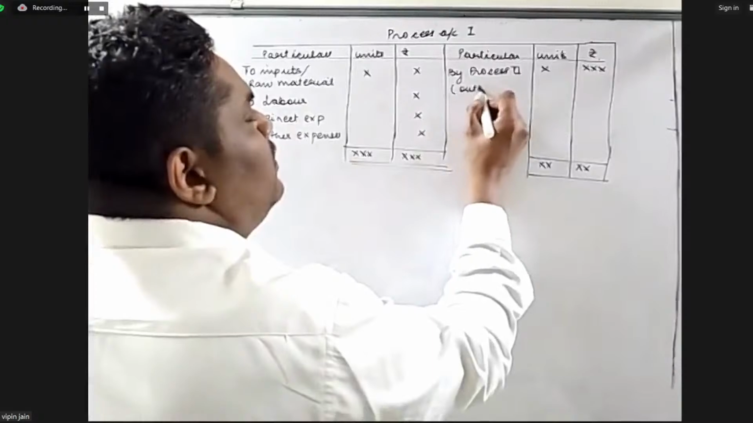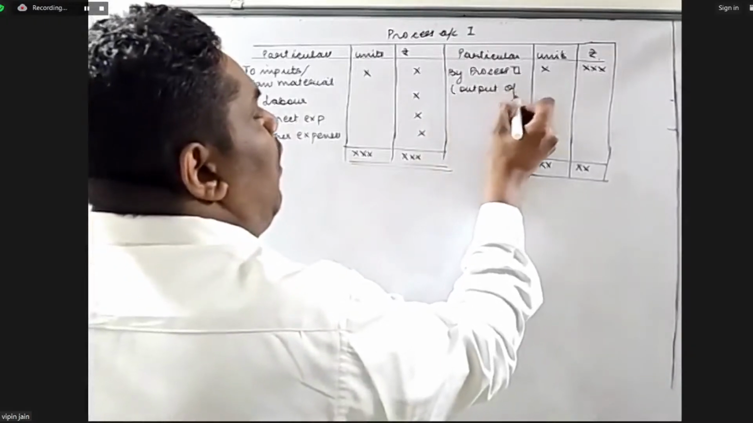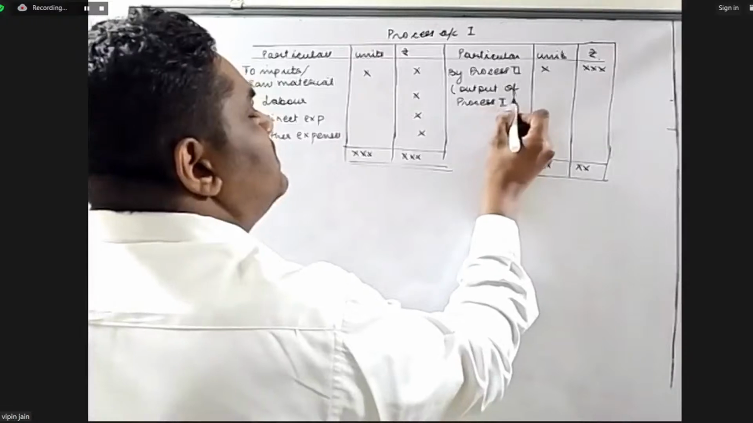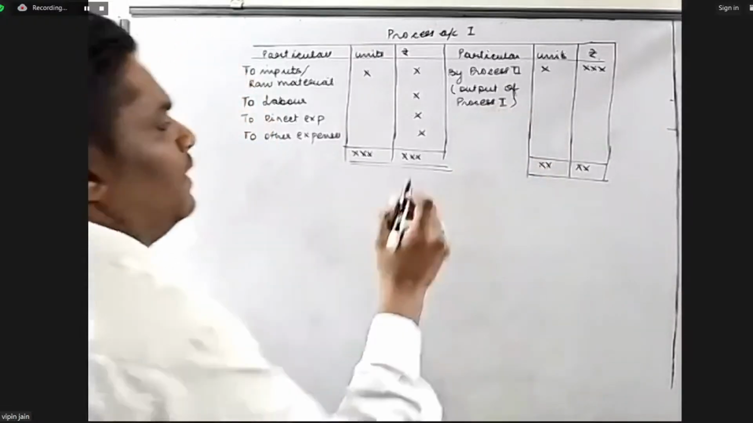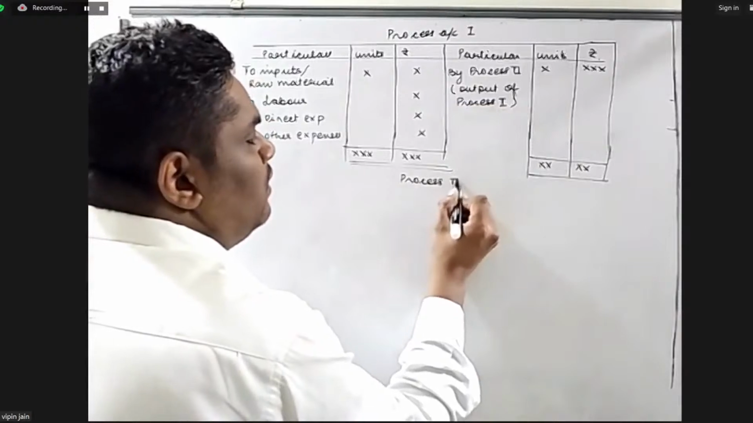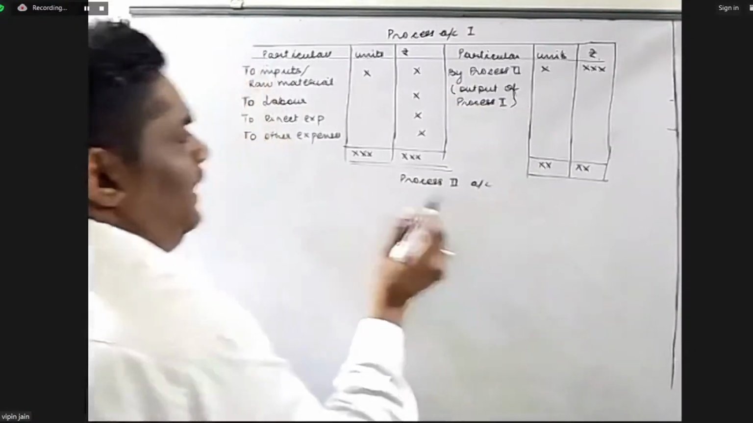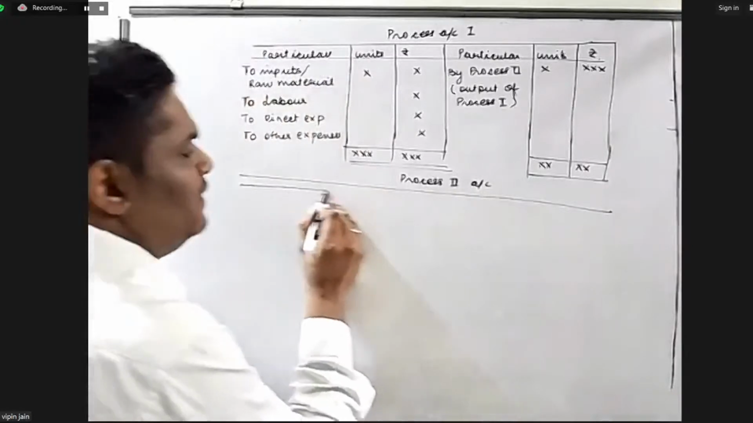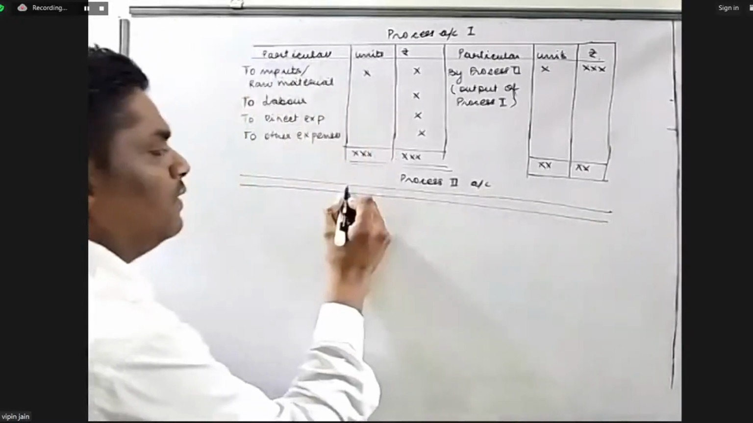That is, we can say the output of process first. Thereafter, we'll prepare process second account. And let's say there are only two processes involved. So the output of process second will be the final output.